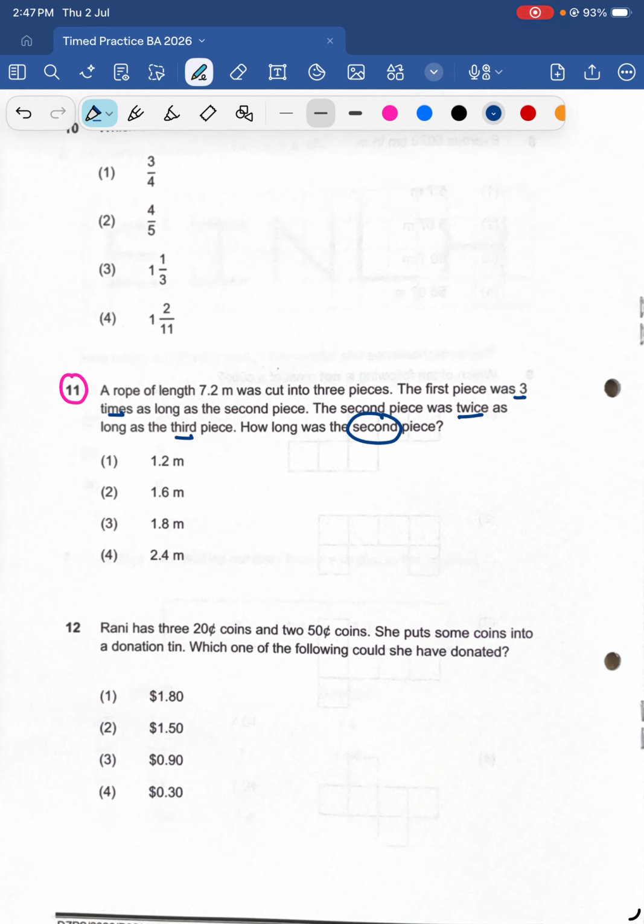So I am going to draw a simple model for the first, second, and third pieces of rope. The first piece as compared to the second piece is 3 times, so I'm going to draw 3 units to show you. However, the second piece was twice as long as compared to the third, meaning the second piece is 2 times as long as the third piece.